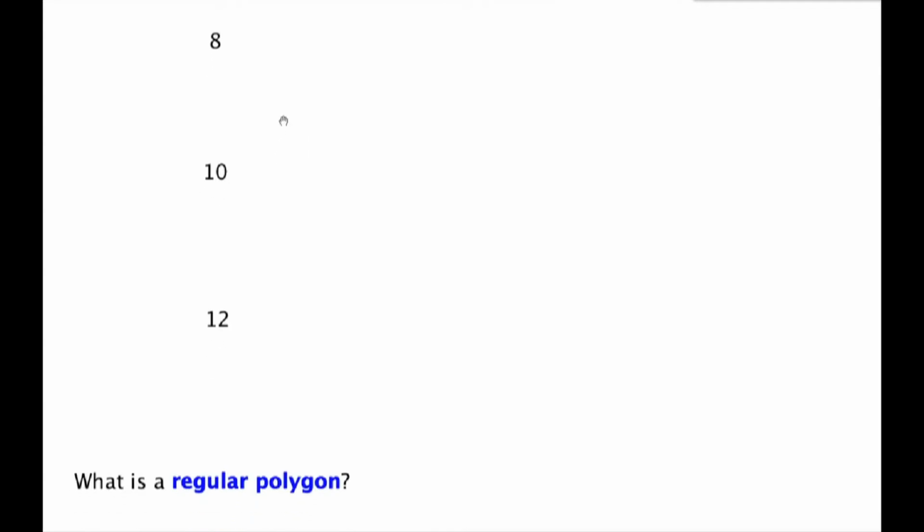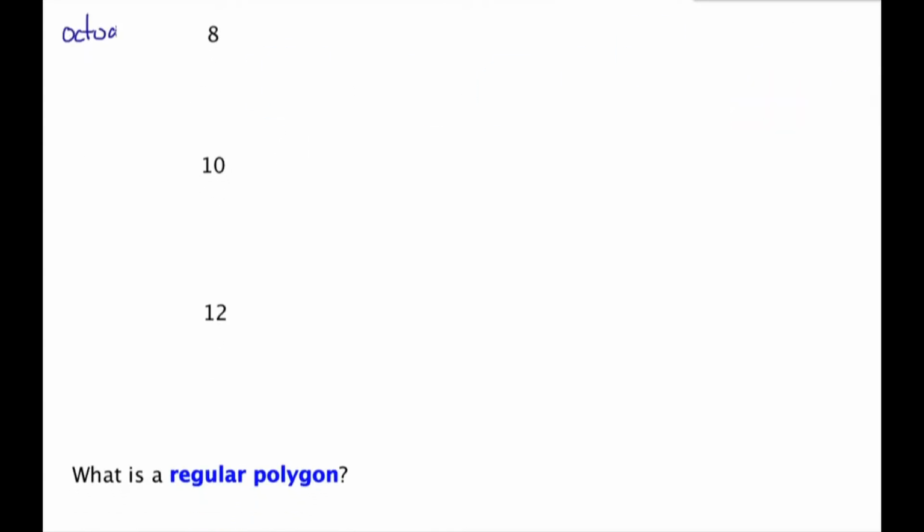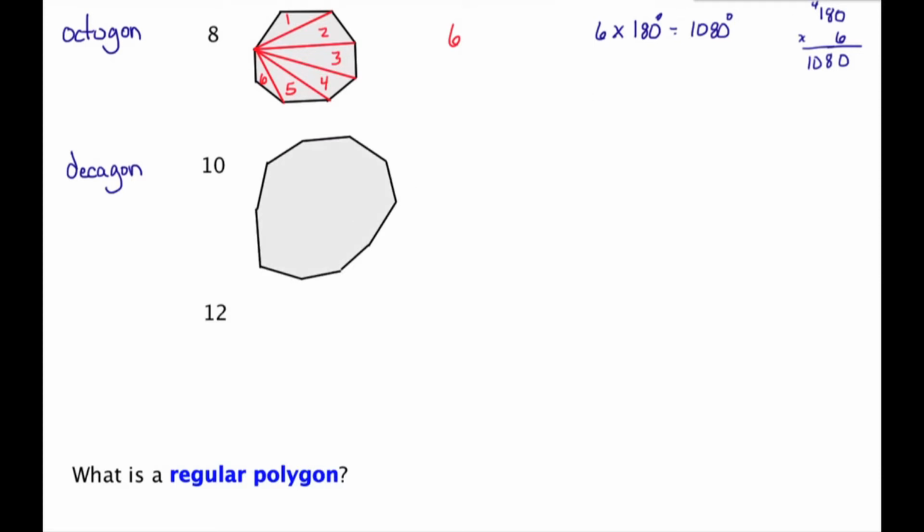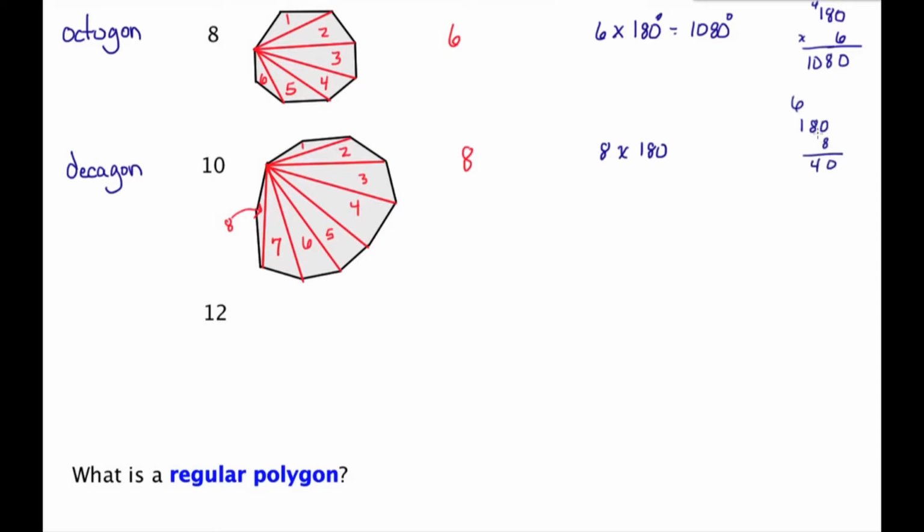So now I'm going to try this with an 8-sided figure that's called an octagon. How many triangles fit in an octagon? Well, it's 6. So then if I take 6 times 180, I end up getting 1080 degrees. A 10-sided figure is called a decagon. So can you guess how many triangles will fit in a decagon? Do you see the pattern emerge? 8. So I hope you see the pattern here with the number of sides and the number of triangles that fit inside the polygon.